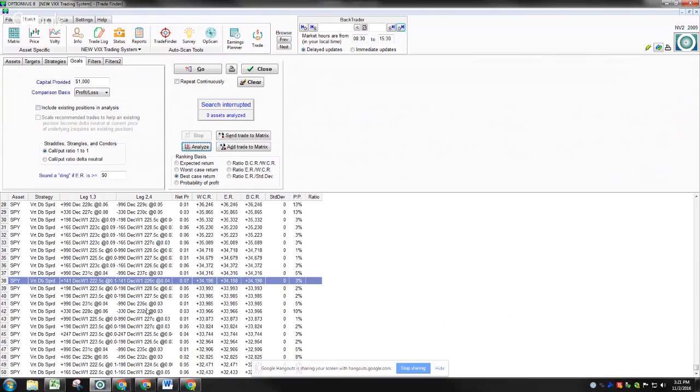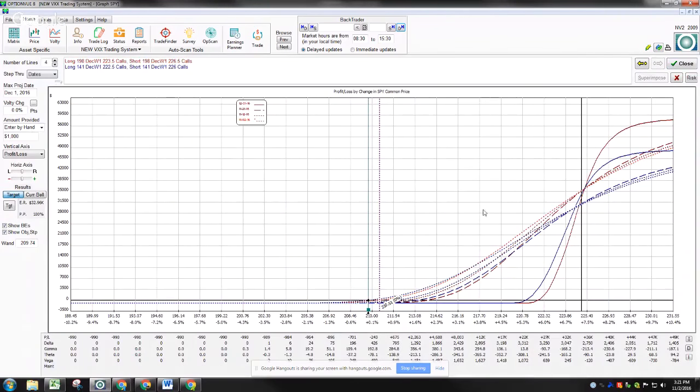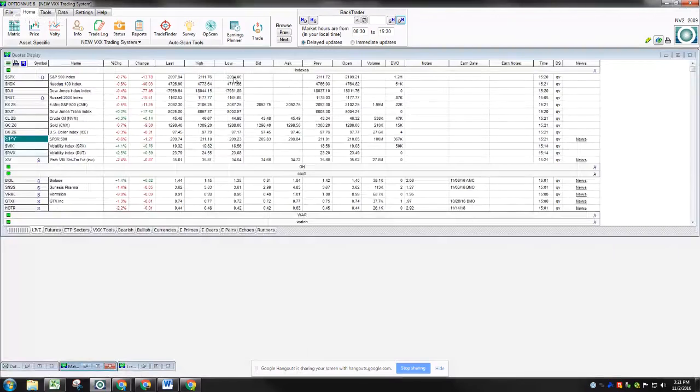Then if you wanted to look at a different trade that is on your list here, I could analyze this one as well. And then again, you can go back to the one you were looking at before, and you can superimpose these different ideas that Trade Finder is presenting you. So that's Trade Finder.